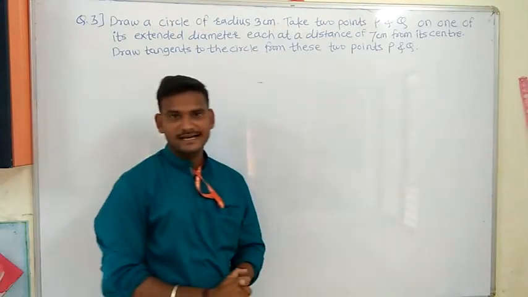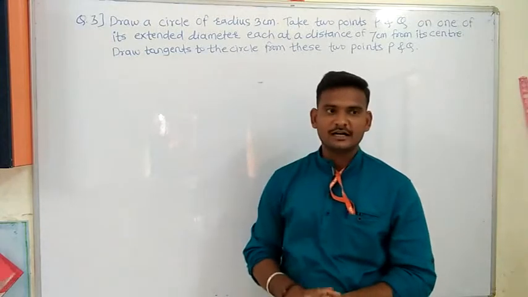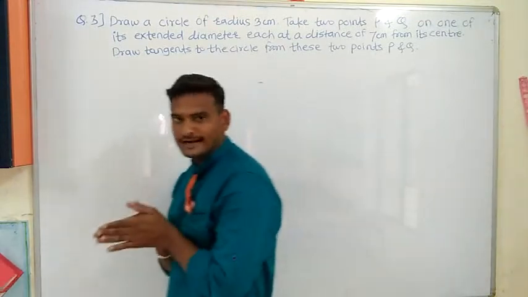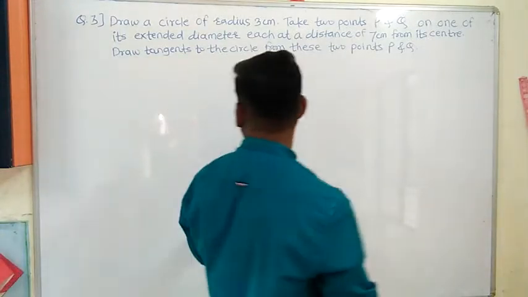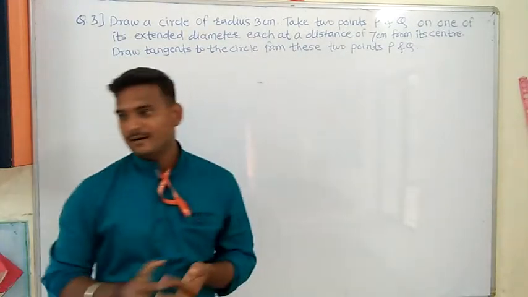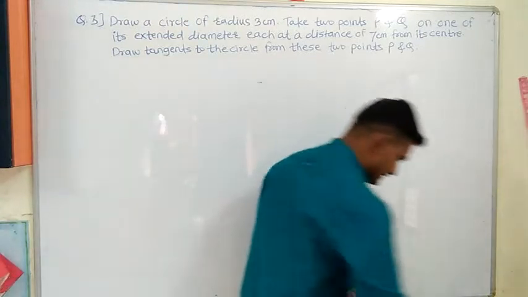In yesterday's class, we saw how to draw the tangents to a circle from a point lying outside the circle. Now, in today's class, we will see question number 3 onwards from exercise 11.3. What is the question given?